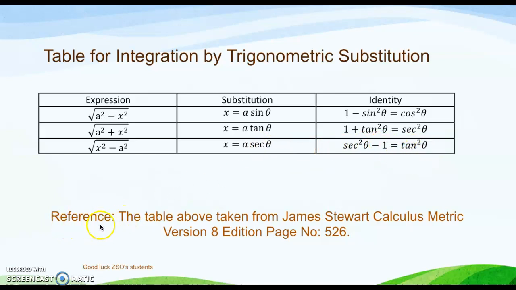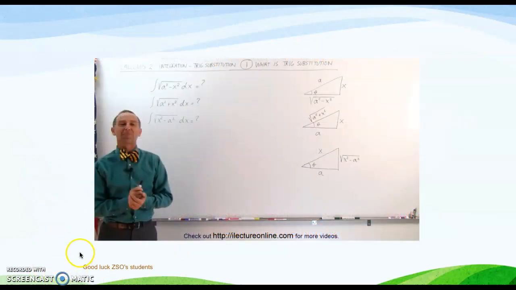This references the table above, taken from the textbook, edition page number 5. So you need to remember this table. So look at this.